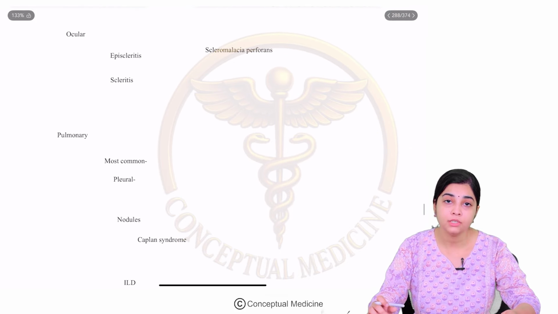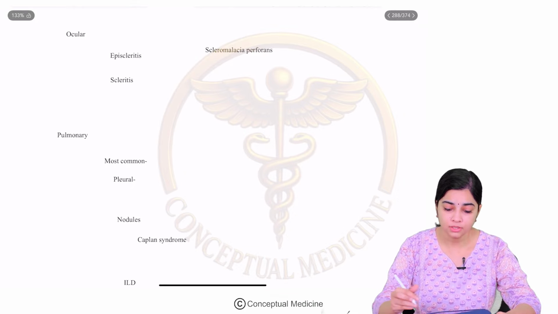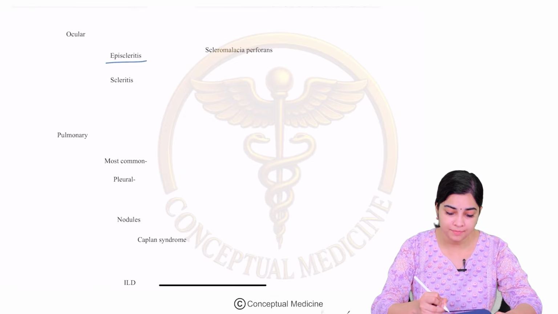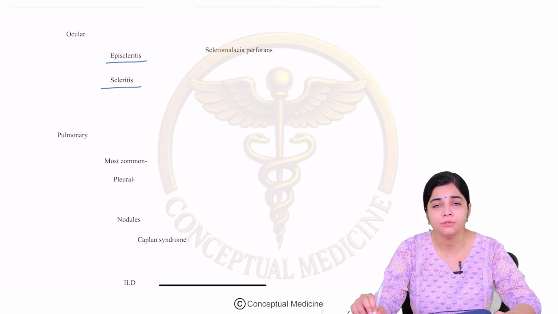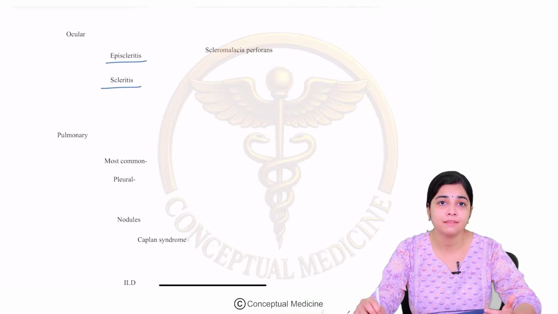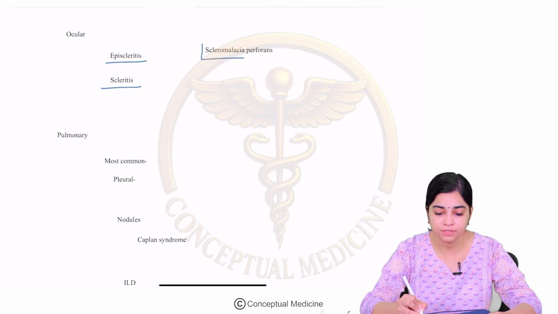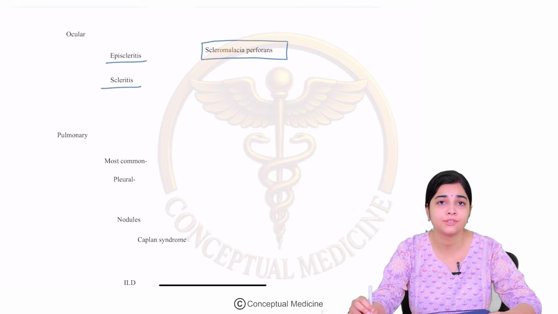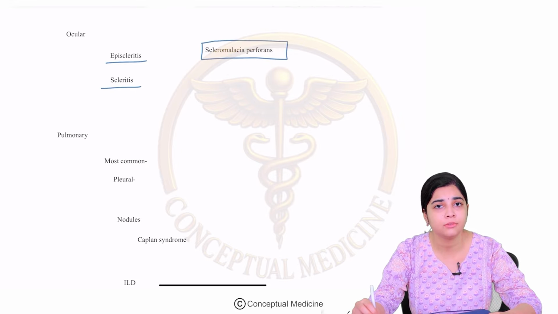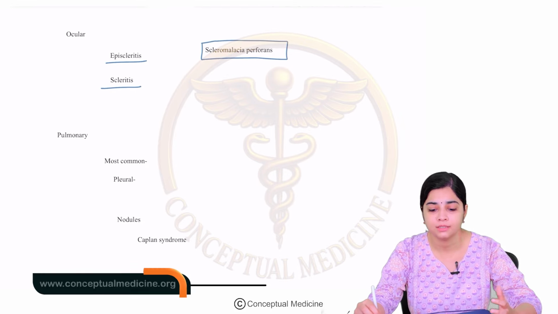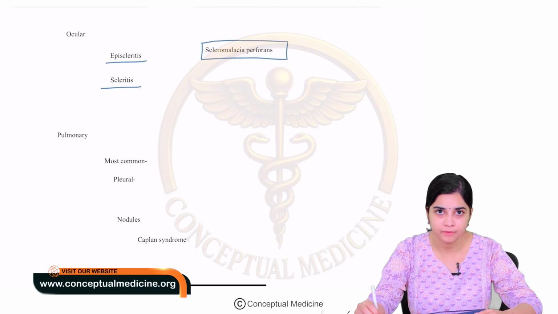Now let us move on to the ocular manifestations. Rheumatoid arthritis can be associated with episcleritis and scleritis. These are usually painful conditions, or a painful red eye can be present. In severe cases, the sclera can get thinned out and it can perforate, and this is what we call scleromalacia perforans. So the most dreaded ocular complication of rheumatoid arthritis is scleromalacia perforans, mainly because of the thinned out sclera. Alright, fine.